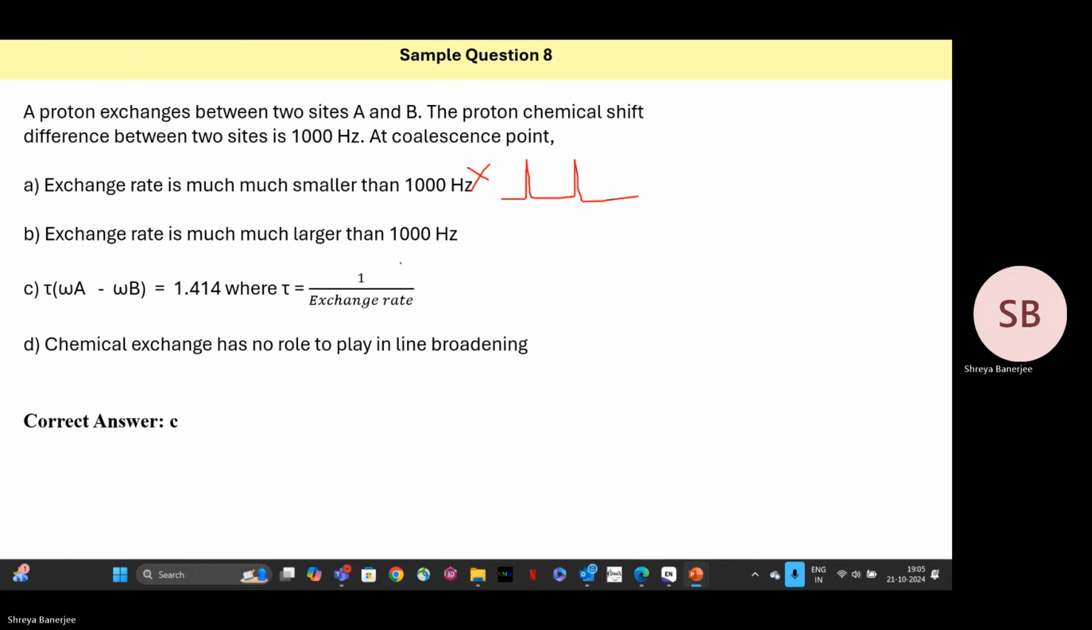This is wrong. If the exchange rate is much larger than the difference in frequency, then you will see just one peak. This is also not coalescence. Coalescence is something like this, where the two peaks have merged, but they have not become one sharp peak. There it is this criterion we just saw, that tau times omega A minus omega B is 1.414, where tau is 1 by exchange rate. So this is the correct answer. So the correct answer is option C.